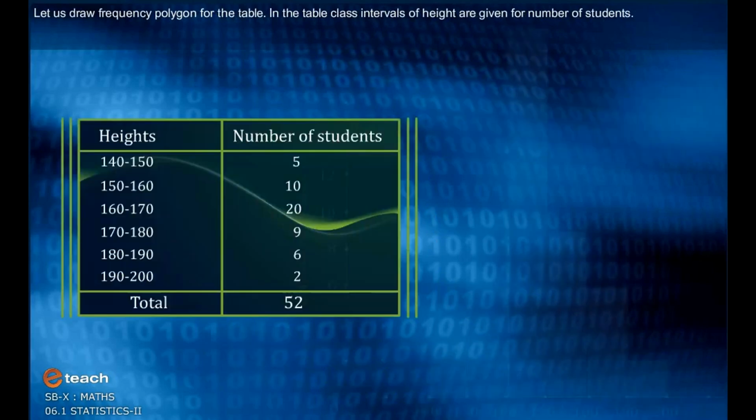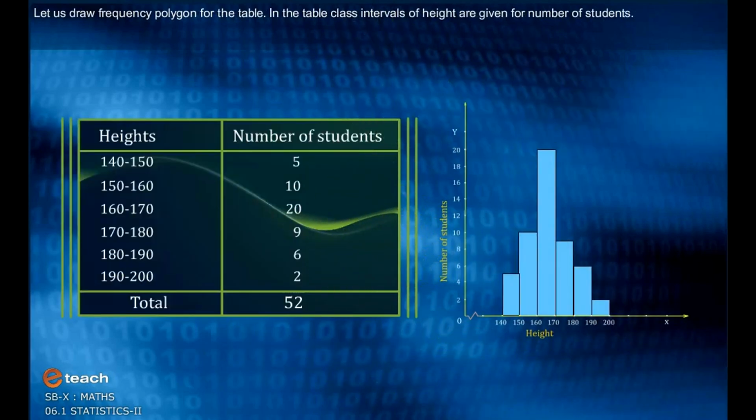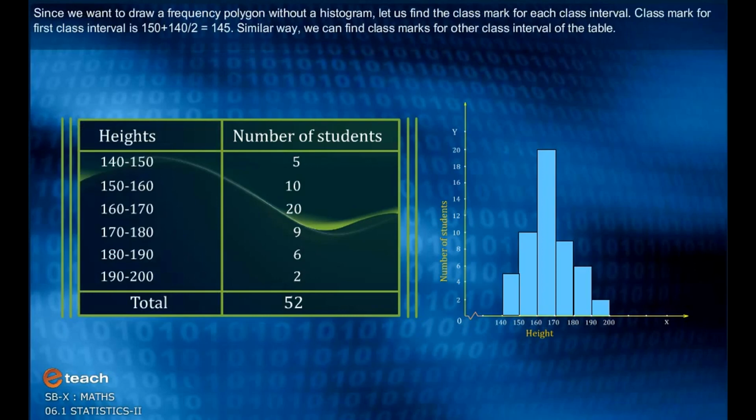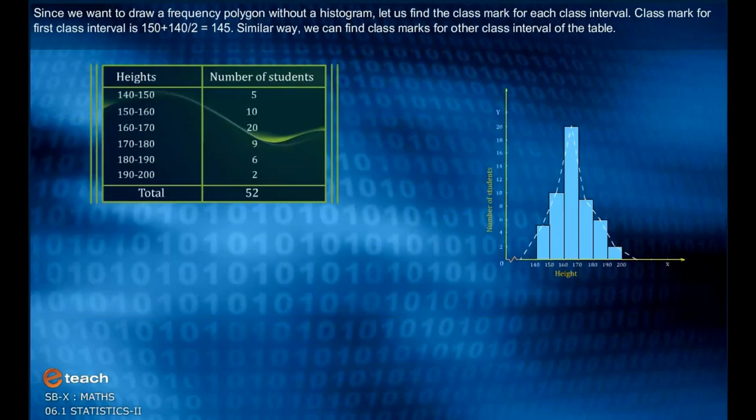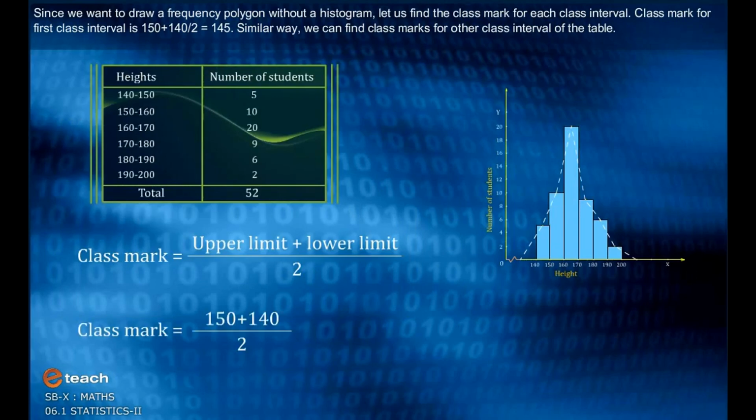Let us draw a frequency polygon for the table. In the table, class intervals of height are given for the number of students. Since we want to draw a frequency polygon without a histogram, let us find the class mark for each class interval. The class mark for the first class interval is (150 plus 140) divided by 2, that is 145. In a similar way, we can find class marks for the other class intervals in the table.